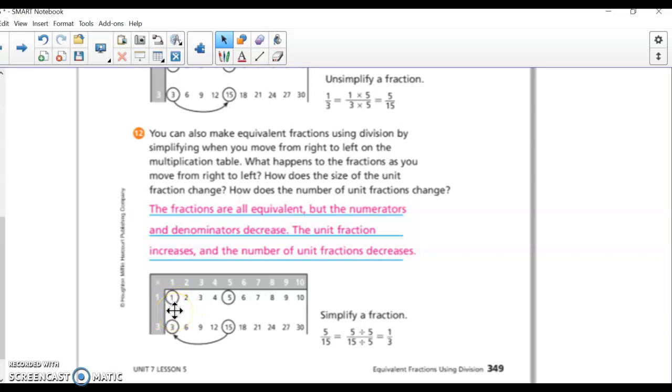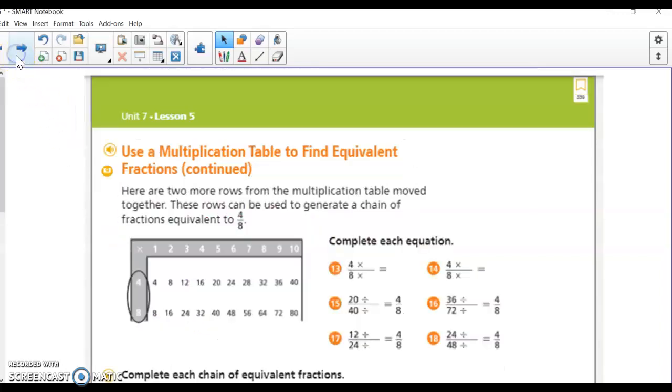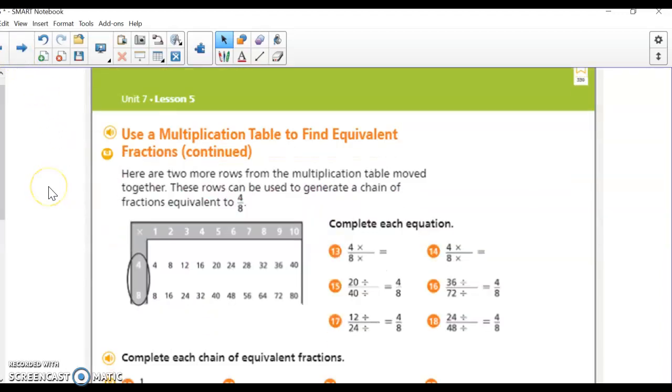The unit fraction increases, so the size of the pieces that make the whole gets bigger, and the number of unit fractions that you need decreases, goes down from 5 to 1. Okay, so all that being said, now let's get some practice here.